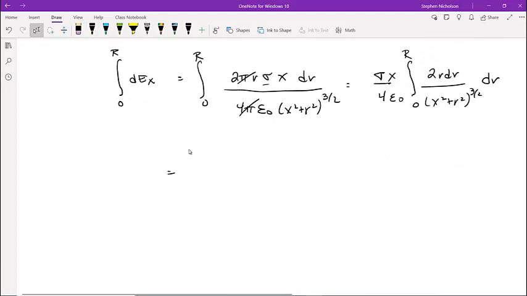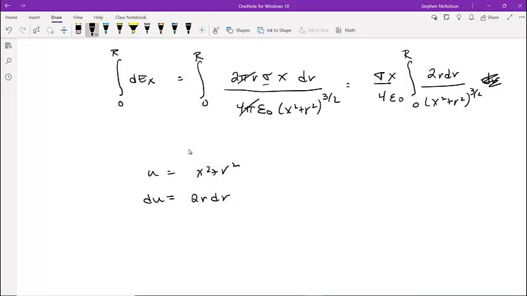Okay, so you can use u substitution. u is equal to x squared plus r squared. Well, x is not varying, so we differentiate it as if it was a constant. So the only part we differentiate is this one, and we get 2r dr, which is what we have in the numerator. 2r dr, that's du.